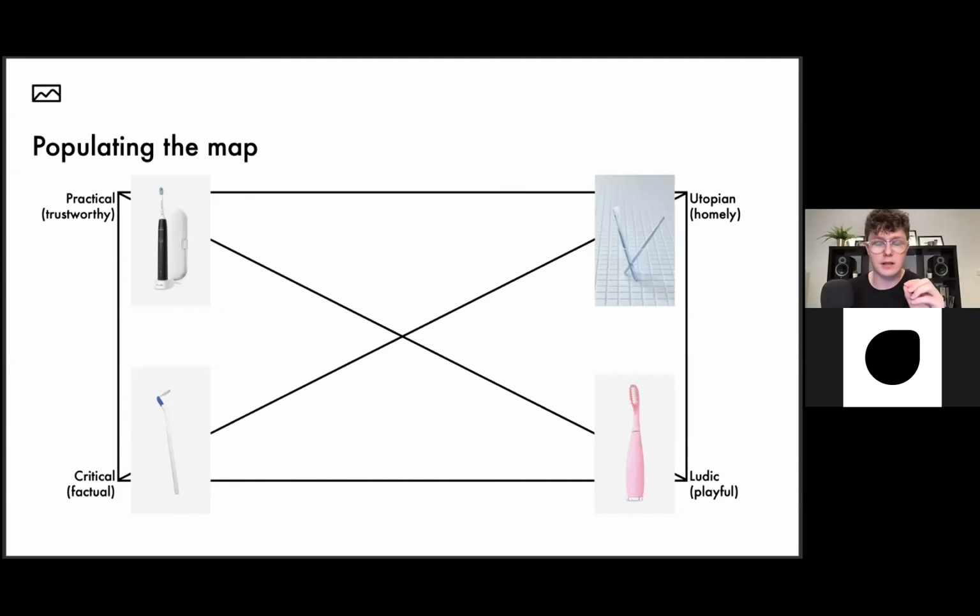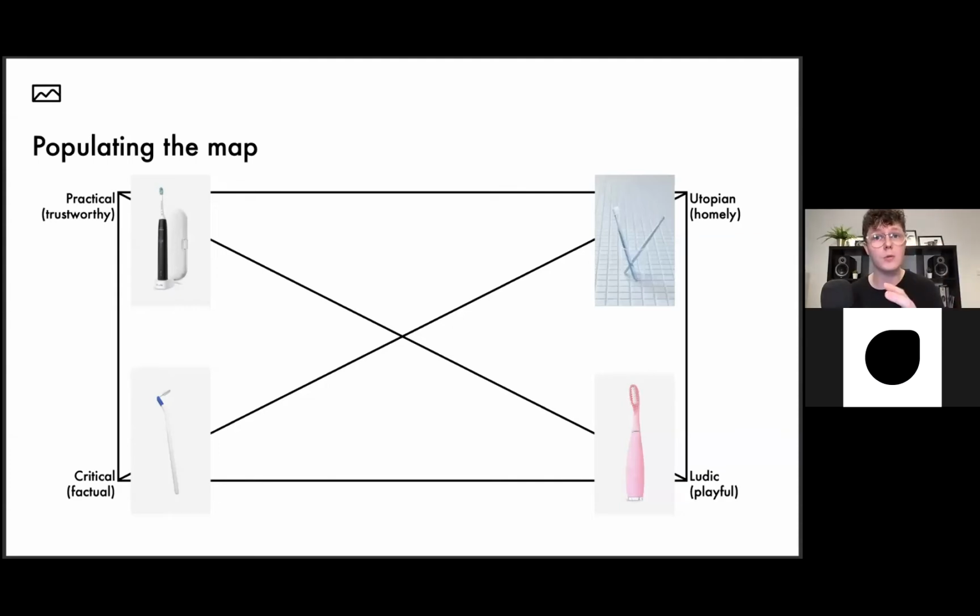So this is a good example of showing different styles of toothbrushes and how it relates to the market as a whole. Okay, so practical is the trustworthy one. So it's the science, but it's smooth and sleek. I think that's the Philips toothbrush over there. It's high tech and it's trustworthy. You trust it because it's sciencey and it's going to do the thing that it says it is.